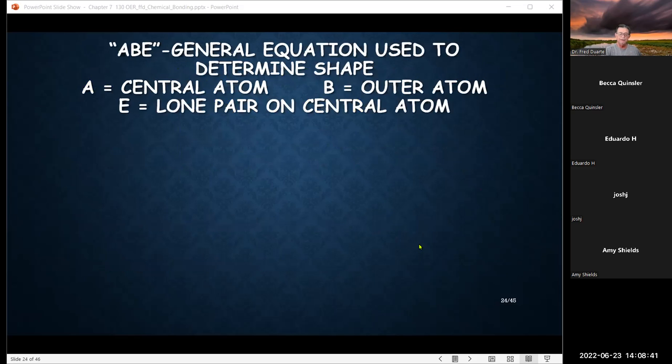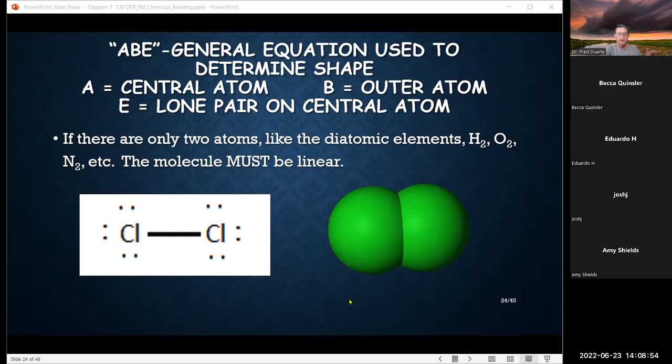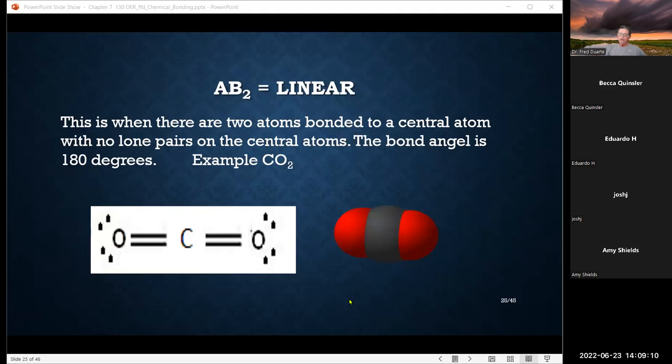So a lot of this I've already talked about. We talk about the AB E notation, where A is the central atom, B is the outer atoms. They could be the same or different. And then E represents any lone pair on the central atom. So when we only have two atoms, it's pretty straightforward. It's linear. All of the diatomic elements, like hydrogen, oxygen, nitrogen, have that geometry, very linear. When we have AB2, that also is linear. We did carbon dioxide, and the geometry is 180 degrees.